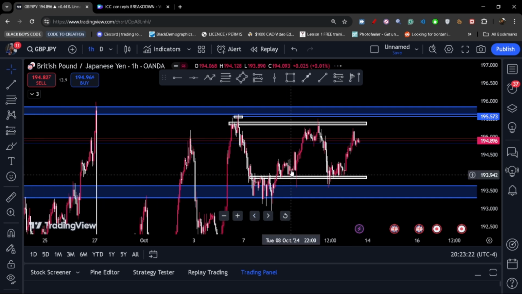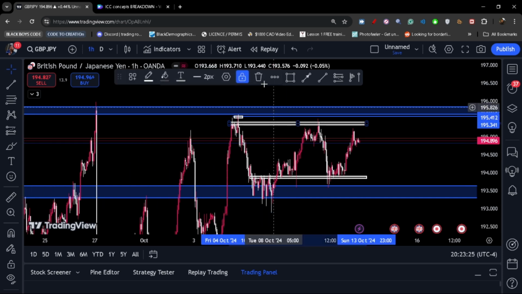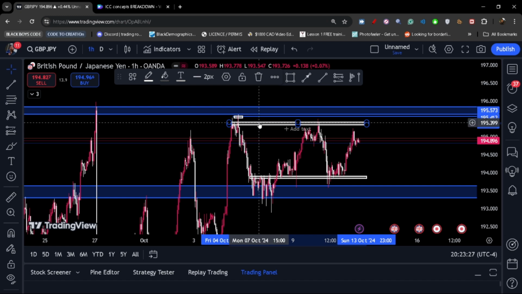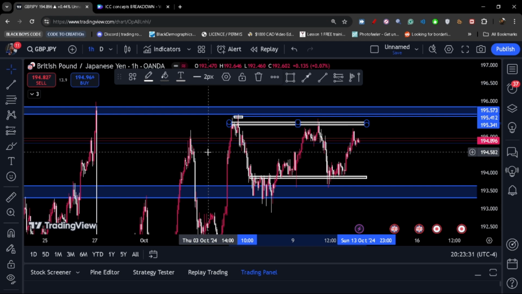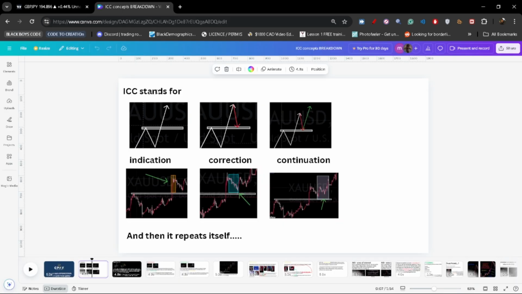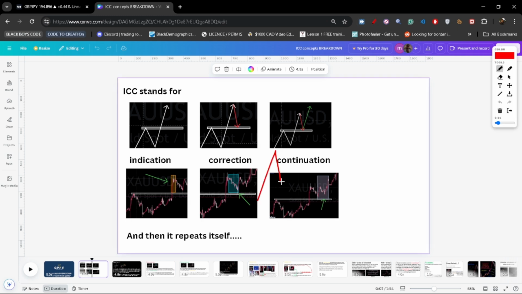This strategy is very simple, and I honestly believe this is the simplest strategy in forex out there, right? But basically, the first concept you need to understand is going to be the ICC concept, right? So essentially how the market moves, and the ICC basically stands for indication, correction, continuation. It is really that simple. So essentially the market moves like this in a wave format.